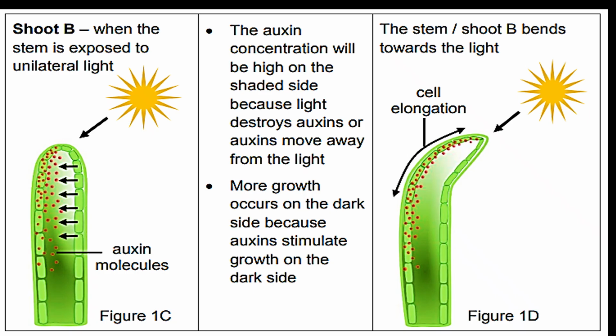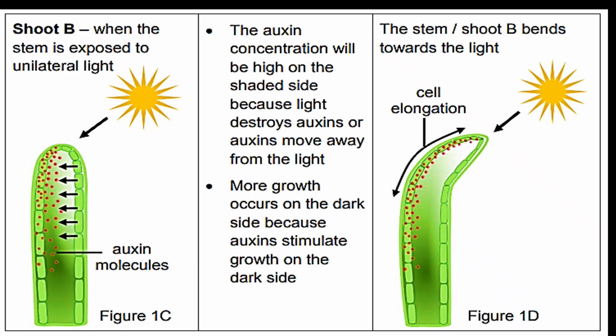And again, what happens when auxins are exposed to light from one direction? This is what will happen. The auxin concentration will be high on the shaded side. This is the shaded side, the dark side. And the reason is because light destroys auxins. So the light will destroy the auxins. This side facing the sun, you can see we don't have those dots there. The dots represent the auxins.